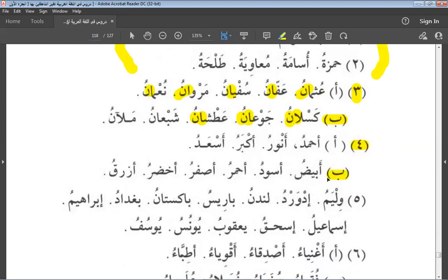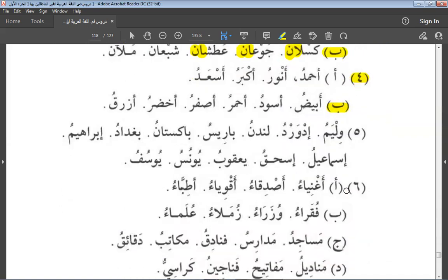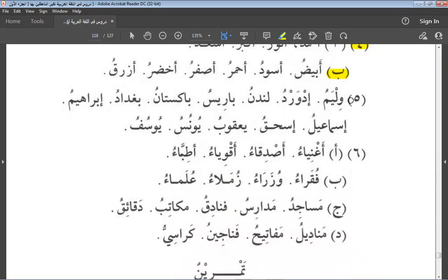And we've seen these two, which is the colors. We've said that the colors are also mamnu' min as-sarf. Abyadu, aswadu, ahmaru, asfaru, akhdaru, azraku. We said the colors are also mamnu' min as-sarf. And also we've seen this, William, Edward, London, Paris. We said foreign names, asma ajnabiyya, are also mamnu' min as-sarf. Foreign names, names that are not Arabic.